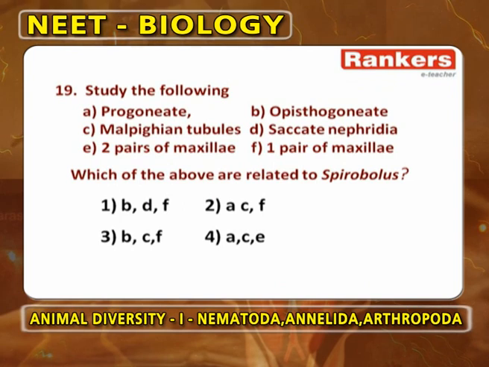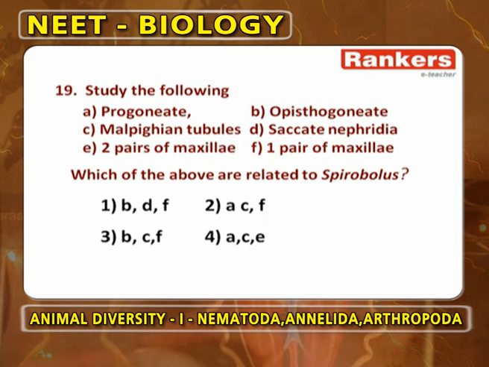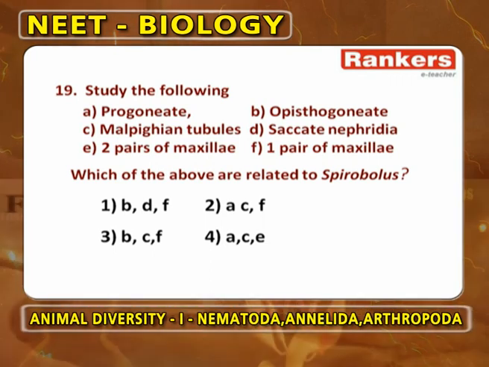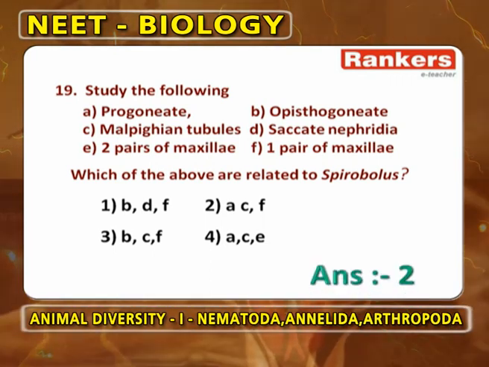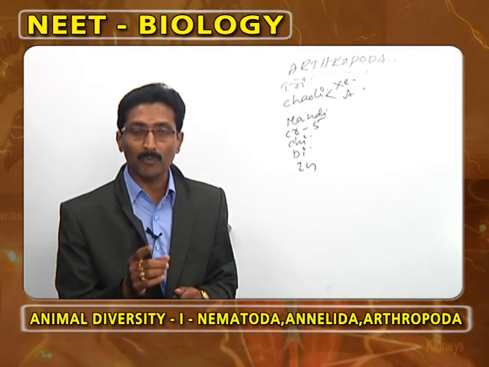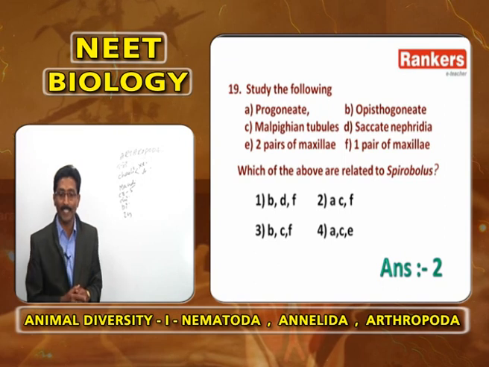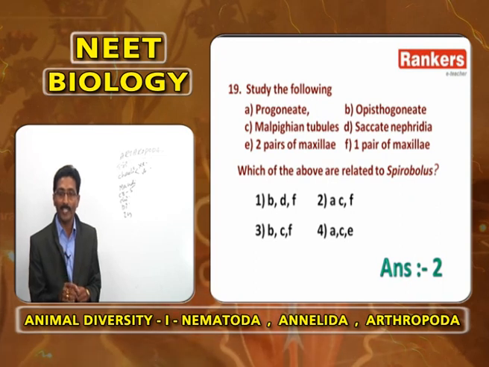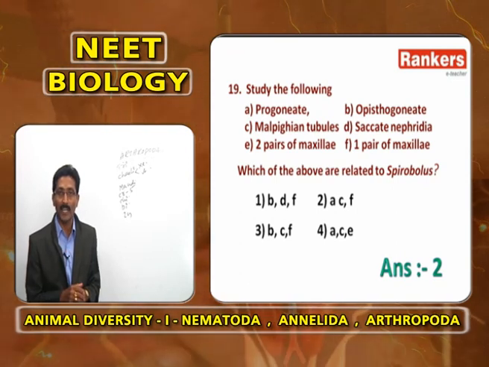Study the following: Progoniata, Opisthogoniata, Malpighian tubules, saccate nephridia meaning sac-like nephridia, two pairs of maxillae, one pair of maxillae. Now these characters are related to Spirobolus. What is the answer for this question? As we observe, the answer is the second one. Spirobolus comes under the class Diplopoda. In the class Diplopoda, the genital pore is present at the anterior end, which we call Progoniata, and the excretion is by Malpighian tubules. In the class Diplopoda, how many pairs of maxillae are present? One pair.